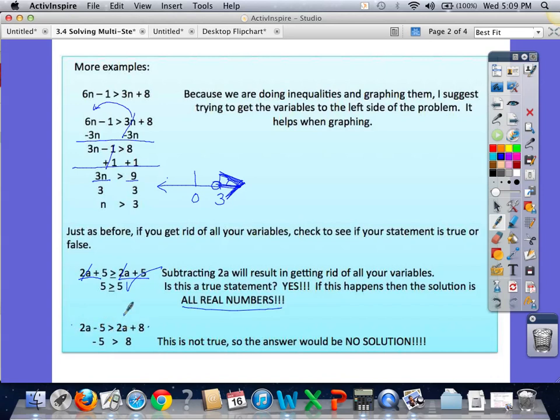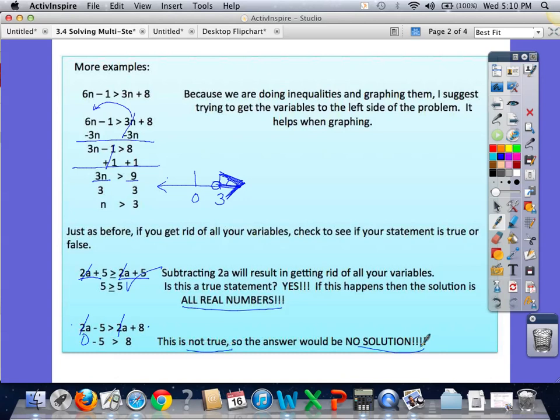Well, again, if you subtract 2a from both sides, the a's completely go away and you have 0. So 0 minus 5, is that greater than 8? Negative 5 greater than 8? No, that is not true. So there is no solution for these kind of problems.